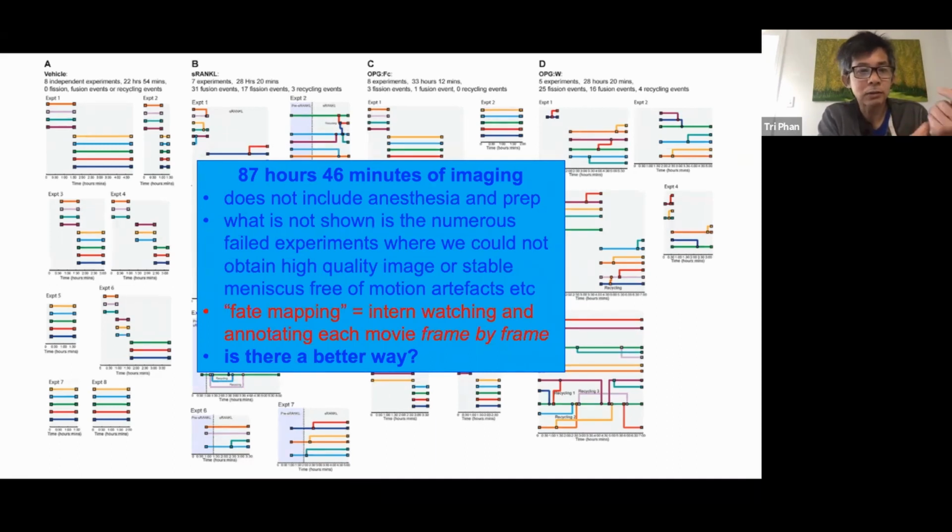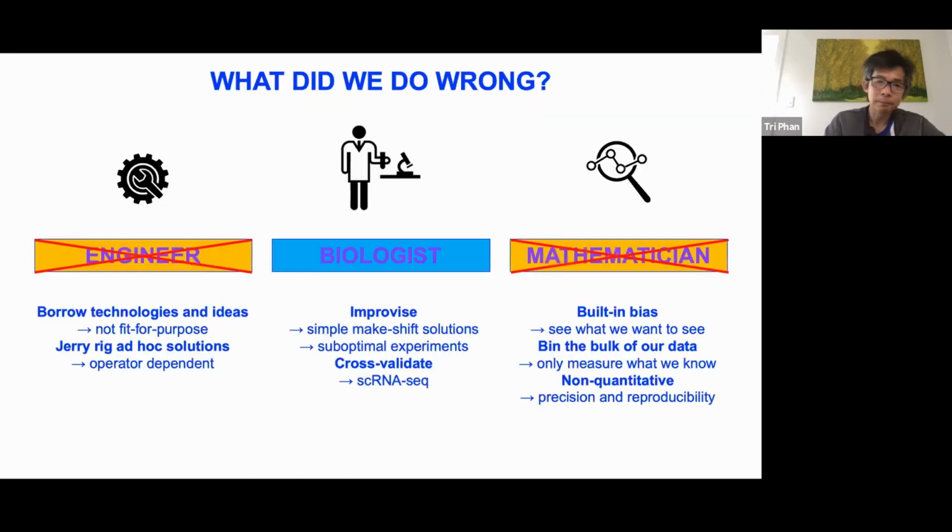The other thing I wanted to highlight is that these fate maps that I mentioned before, our very complicated, sophisticated fate mapping exercise, was an intern sitting there and watching each movie frame by frame, Z-stack by Z-stack. So for 87 hours, 46 minutes of imaging, you can at least multiply it by 10 times in terms of the amount of time taken to analyze that data. And in the back of my mind, there must be a better way for us to do this.